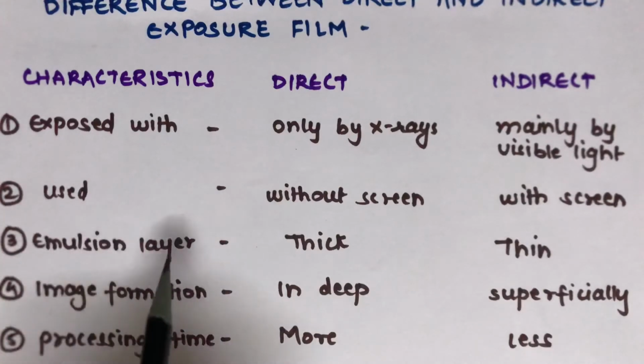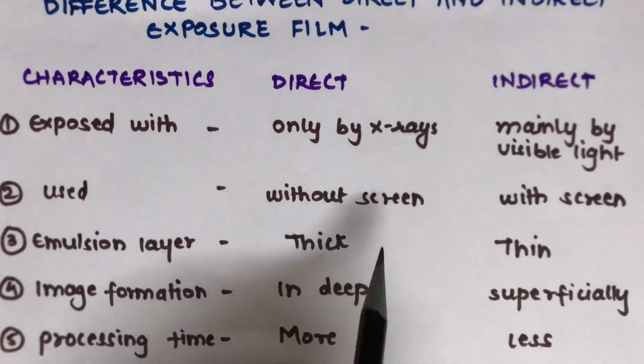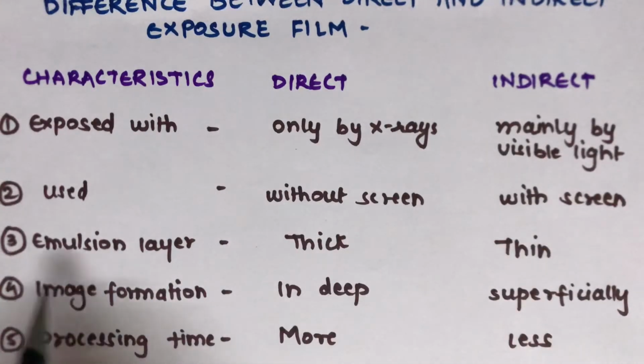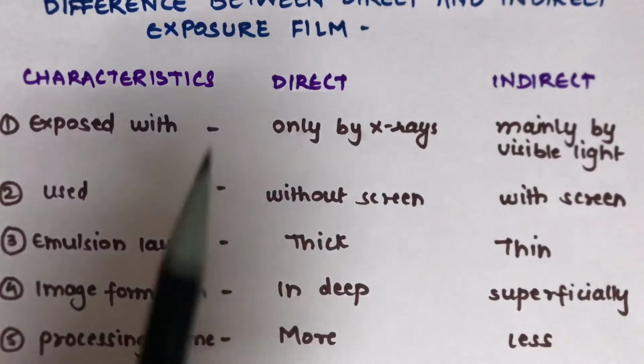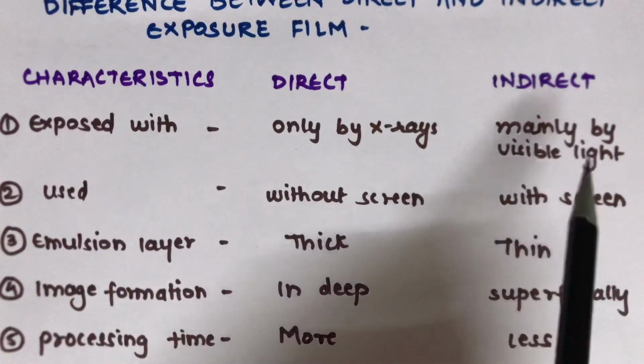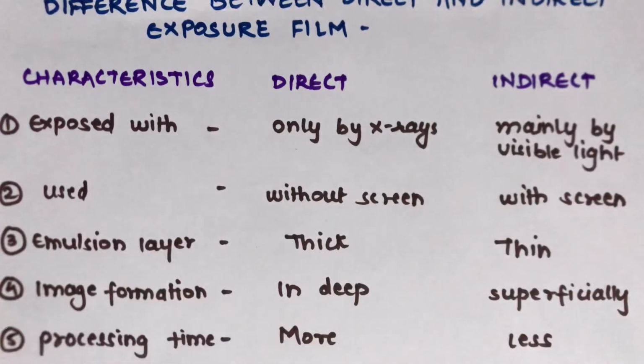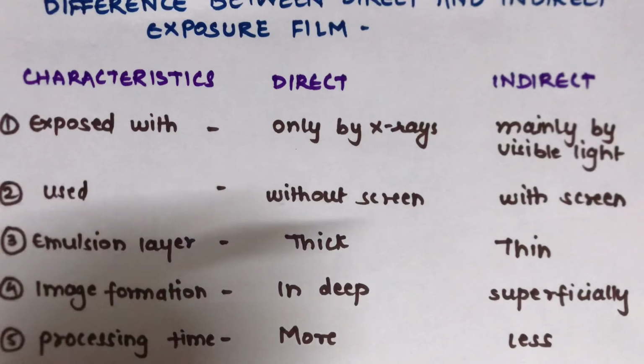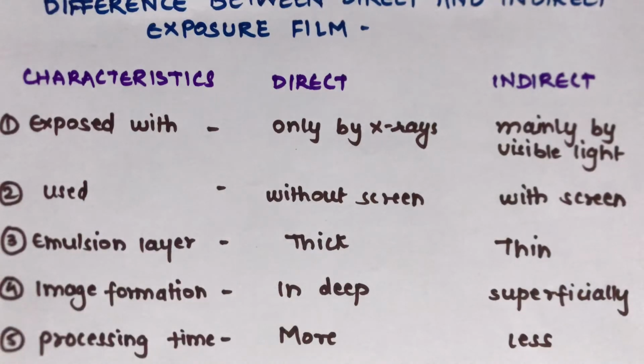In direct, the emulsion layer is thick, and in indirect it is thin because you are also using intensifying screens. The image formation in direct is deep, and it is superficial in indirect ones. The processing time is more in direct, because you are taking the support of only this film to produce the image, so the processing time will be more. But in indirect it is less because there is this intensifying screen which intensifies your image quality.